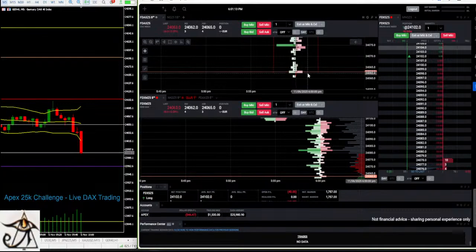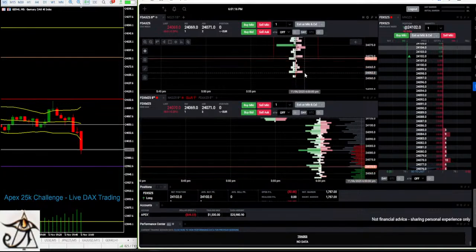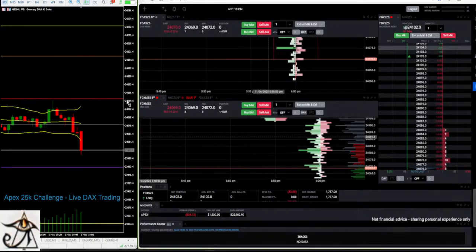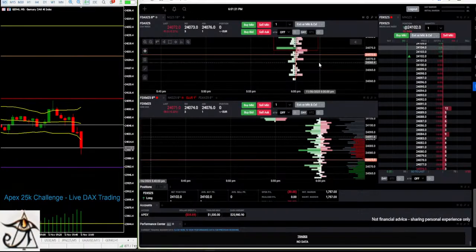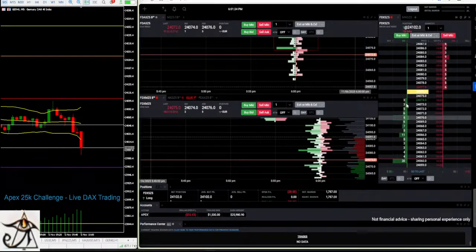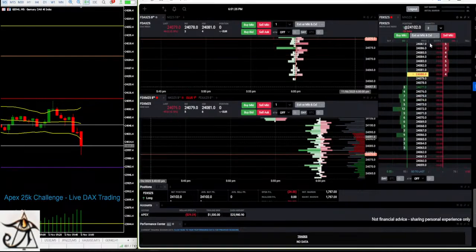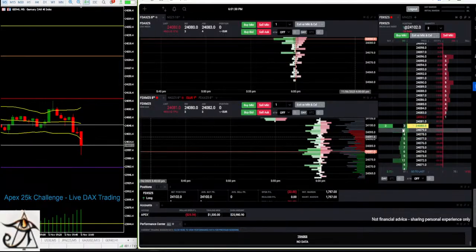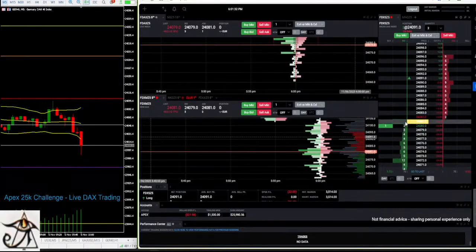Bit of thin volume here. We're just waiting and watching to see what the market provides us, because what I said earlier, when it's an efficient market, traders don't really have a place. So I'm going to add probably a couple more contracts from here. Oh, missed it. Get me in.